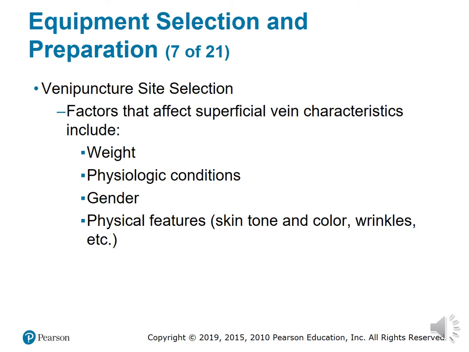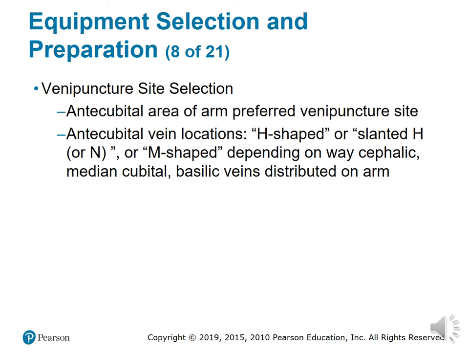Venipuncture site selection. Factors that affect superficial vein characteristics include weight, physiological conditions, gender, physical features, skin tone and color, wrinkles, etc. The antecubital area of the arm is the preferred venipuncture site. Antecubital veins are located in an H shape or slanted H, or N or M shape, depending on the way the cephalic, median cubital, and basilic veins are distributed in the arm.